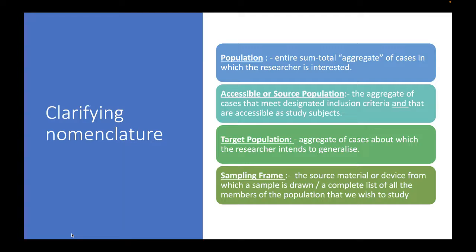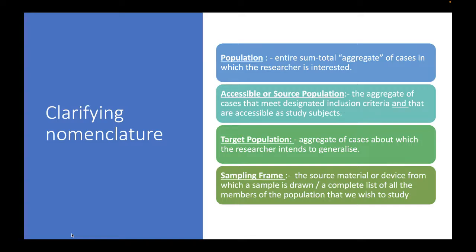But what happens is not everything has a sampling frame. So if you were interested in the opinions of people who shop at a particular superstore, because you do not have a definitive list that tells you who shops, who doesn't, how many people shop, that particular study does not have a sampling frame. So a sampling frame has to be that device or source material from which you can draw a sample as the case stands.